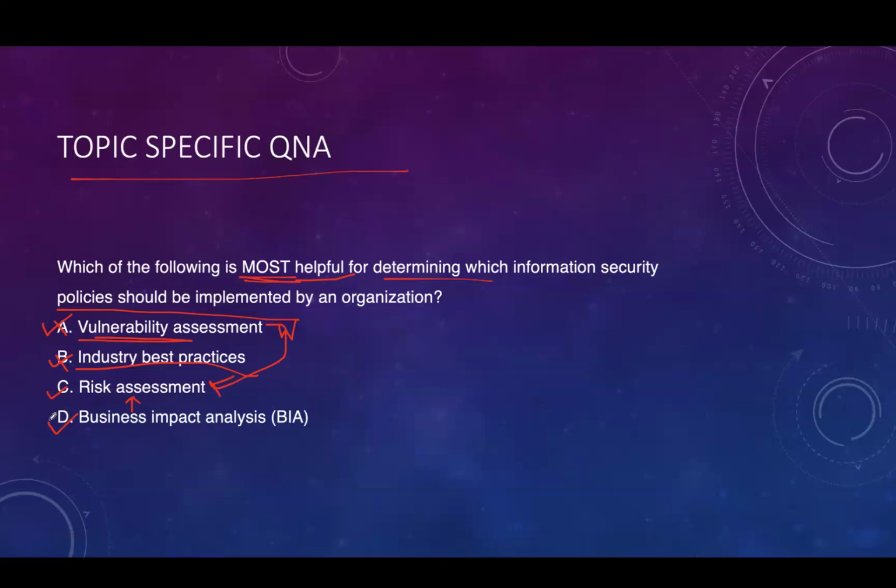So the answer is C, risk assessment. To create our policies, we always have to understand the risk. The board has to understand the risk. They have to get a risk assessment done, and according to those risks, we have to build our policies so that these risks can be eliminated through some of the policies. Okay, so the answer is C.